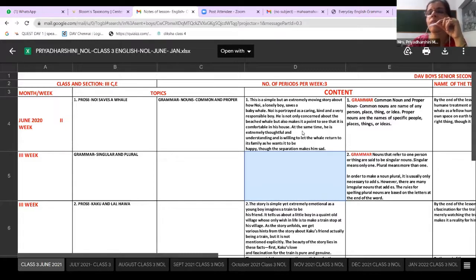When it comes to the grammar part, what the child is going to learn, the content you can write here. Common nouns and proper nouns. Common nouns are names of any person, place, thing, or idea. Proper nouns are the names of specific people, places, things, or ideas. Teachers, if you have a notebook or a paper and pen, you can take down this, okay?